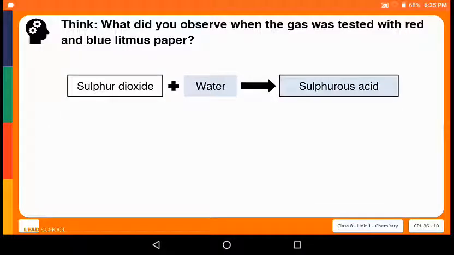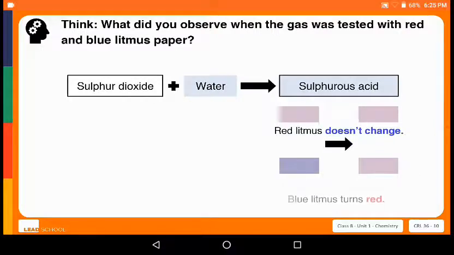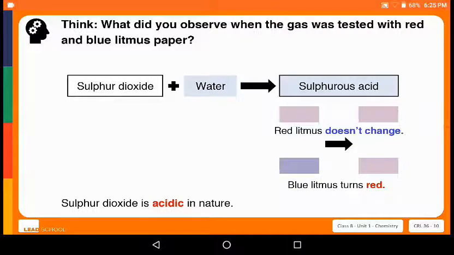What did you observe when the gas was tested with red and blue litmus paper? We observed that red litmus paper did not change, while blue litmus paper turned red. This shows us that sulfur dioxide is acidic in nature.